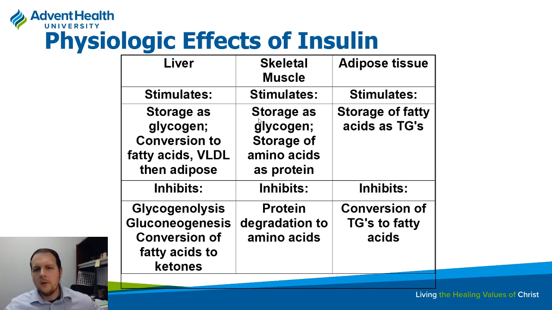And the skeletal muscle will also be storing this as glycogen. It will also be helping to get other things like amino acids into the skeletal muscle to help with its anabolic effects to help build up that muscle there. And then the adipose tissue is also going to be storing those fatty acids as triglycerides, again helping to expand and develop the adipose tissue further.